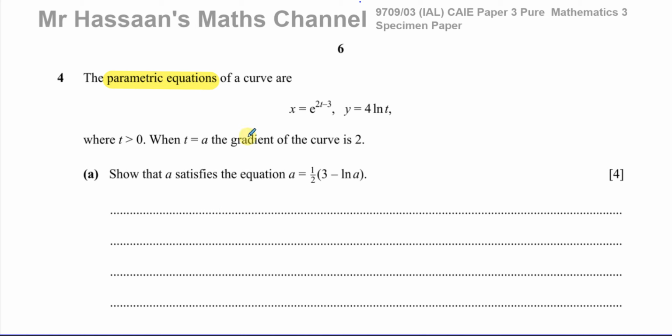We need the gradient of the curve in terms of t, because we're told that the gradient of the curve is 2 when t equals a. So we have to have t in our formula to make it possible. So how do I find the gradient of the curve?